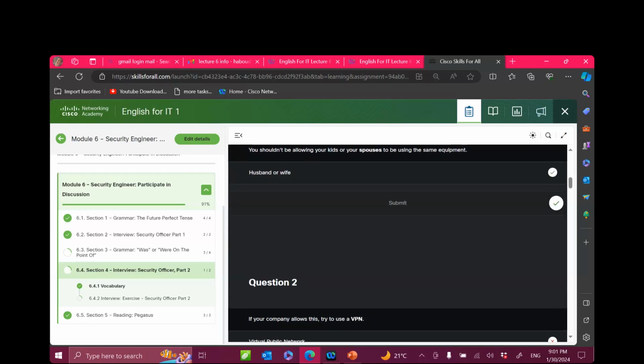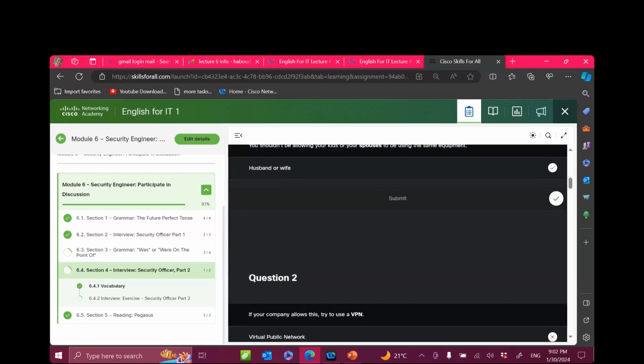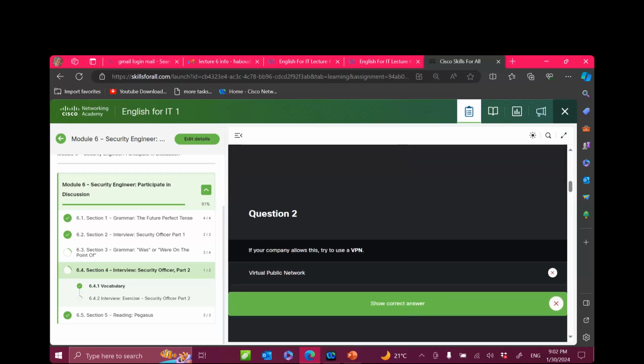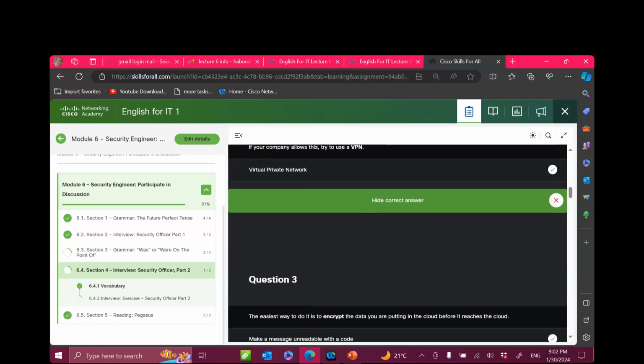Question number 2, if your company allows this, try to use a VPN. What's the meaning of VPN? Does it mean virtual public network? VPN. Where are the specialists here? Do you hear me? Who can correct me, please? Yes, I can hear some people are correcting that. So when I say VPN, it means virtual private, not public, okay? Virtual private network.